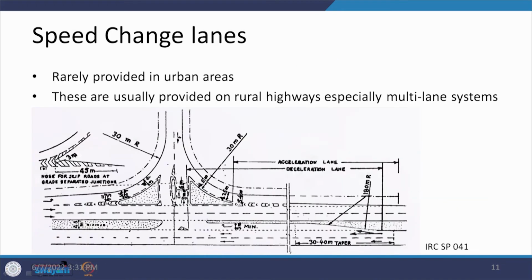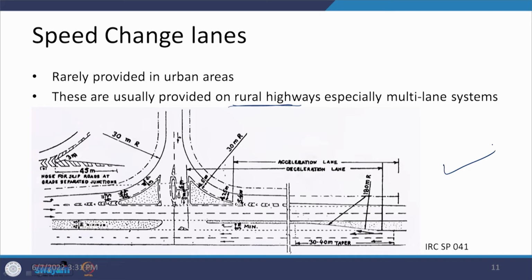Now, let us look at the speed change lanes. In the case of speed change lanes, these are usually required in the rural areas where the traffic is going to get out of the system or get into the high speed system, and therefore, there is a requirement of changing the speed from high to low and low to high. It is mostly provided in rural highway conditions or in multi-lane highways or on the exits or entrances to the expressways. So, one such sketch is being shown here.